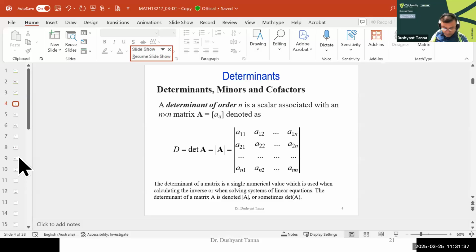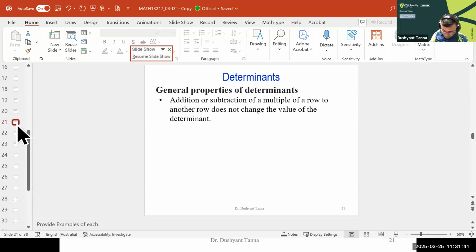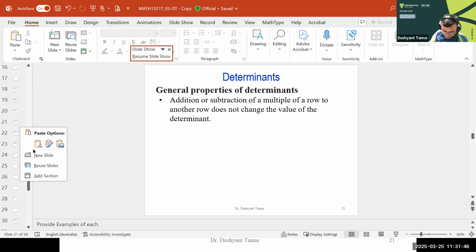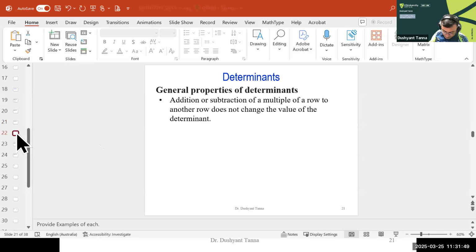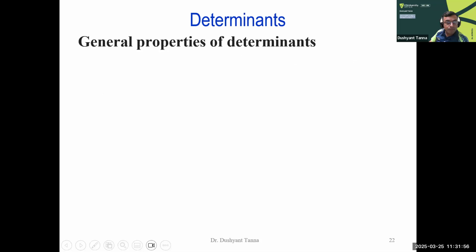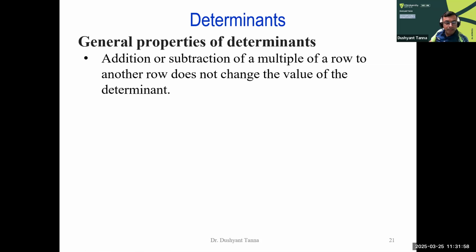Okay, so slide 21. I'll copy this. I'll give an example of both. I'll paste it here. Good. Yes. Right. So let's go for the general one. So let me pick up a determinant D. Let's start in general, irrespective of the value, right?